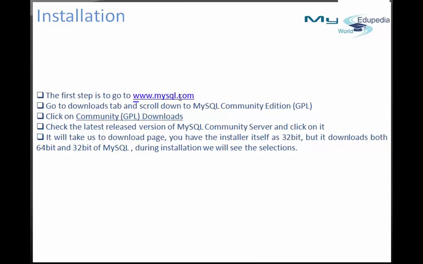The first step is to go, of course, to mysql.com. You will go to the downloads tab, search for MySQL Community Edition, click on community downloads, check the latest version of MySQL Community Server, and click on it. It will take us to the download page. The installer itself will be 32-bit, but it downloads both 64-bit and 32-bit MySQL versions. During the installation, we'll see what to choose if your machine is 64-bit or 32-bit. I'll be installing on a 64-bit laptop.